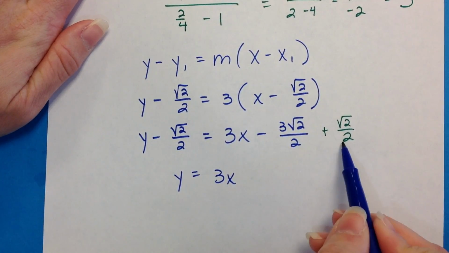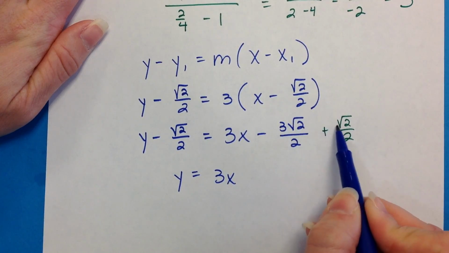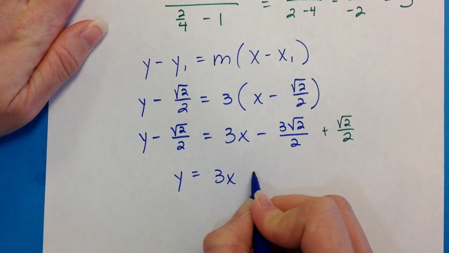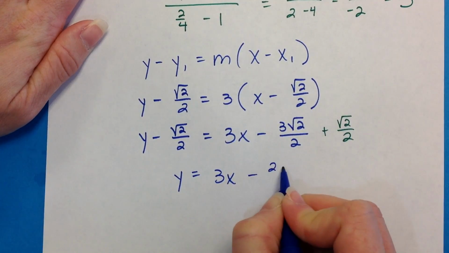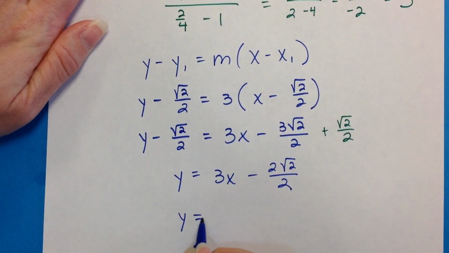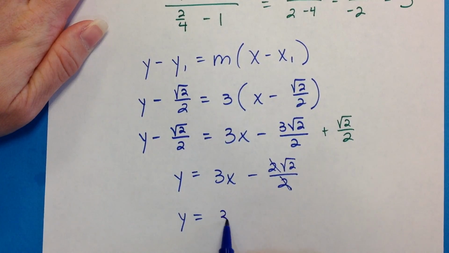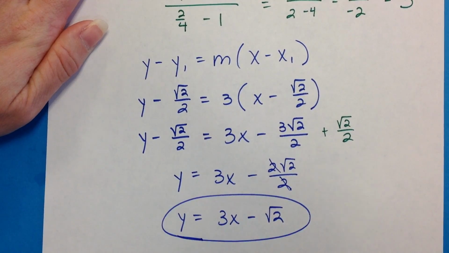Of course, you've already got a common denominator. These are like terms, so this is just a -3 plus 1. So -3 plus 1 is a -2 √2/2. And then your 2's end up canceling out, so your equation for your tangent line is y = 3x − 2.